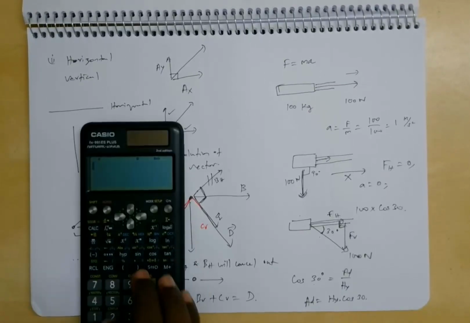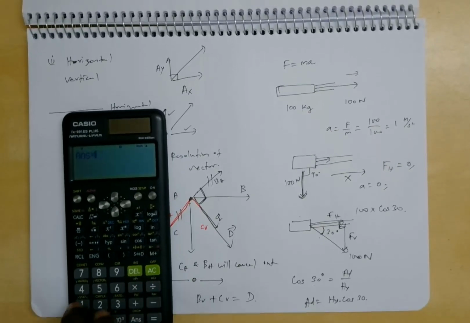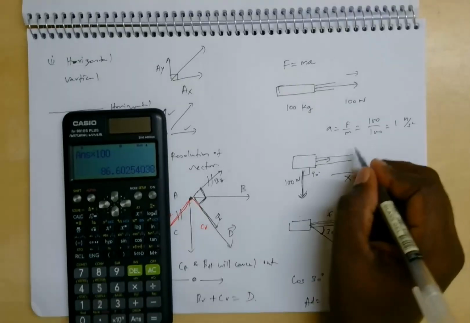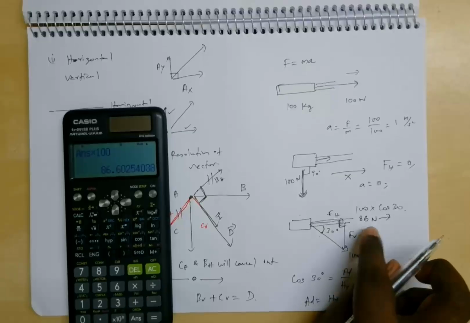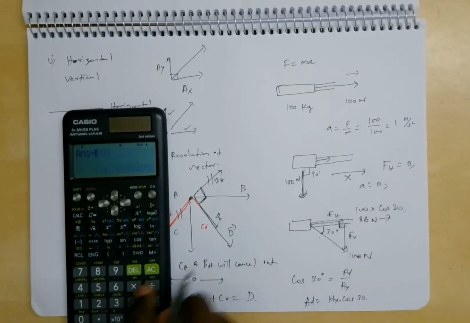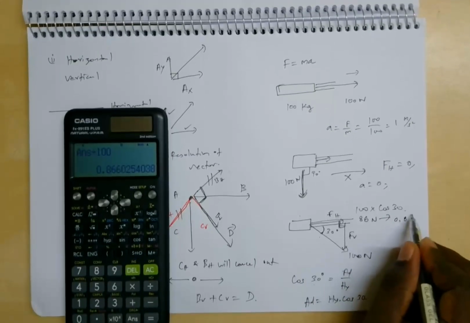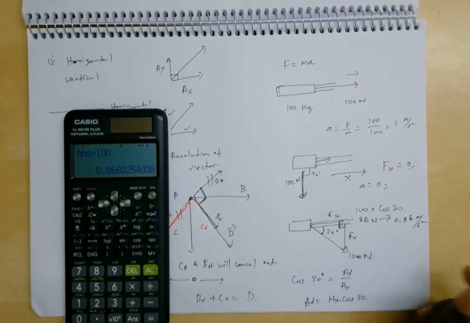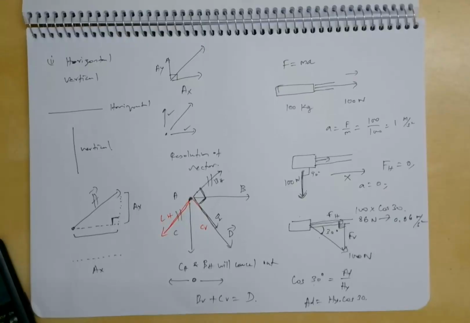So cos 30 degrees is 0.866, multiplied by 100, you will get 86 Newton. So the horizontal component of the force is 86 Newton. Divided by the mass of the train, it will move with an acceleration of 0.86 meter per second square. Yes. Okay. Is it clear? Do you want to make a note, or can you turn the page? Yes, sir. Sure.